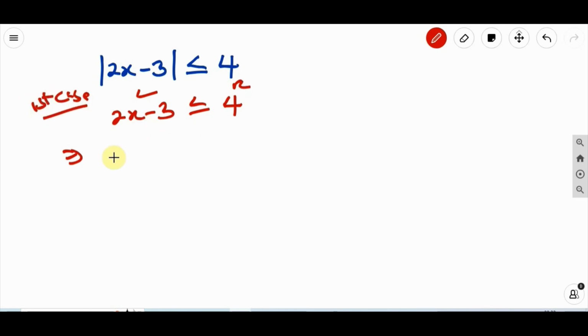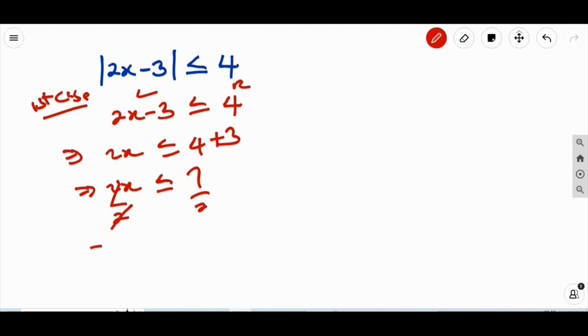Okay, so this is going to be 2x is less than or equal to 4 plus 3. Remember that this is minus 3, as it crosses over this sign, it's going to be plus 3. So I'll have 2x is less than or equal to 7, since 4 plus 3 is 7. To get the value of x, I'm going to divide across by 2, which is a positive number, so this sign will not change. So I'm going to have 7 over 2, which is 3.5. This is for the first case.